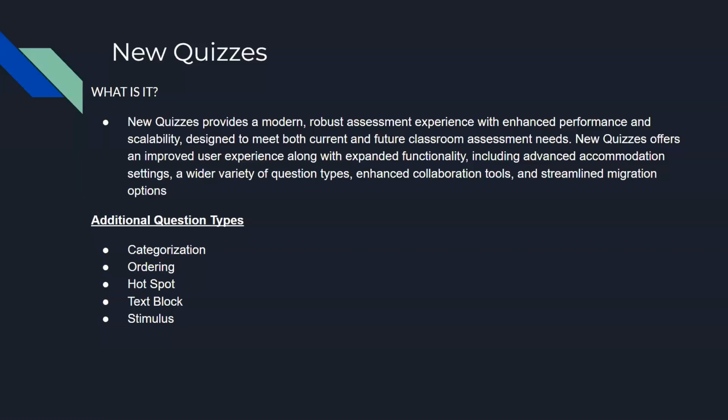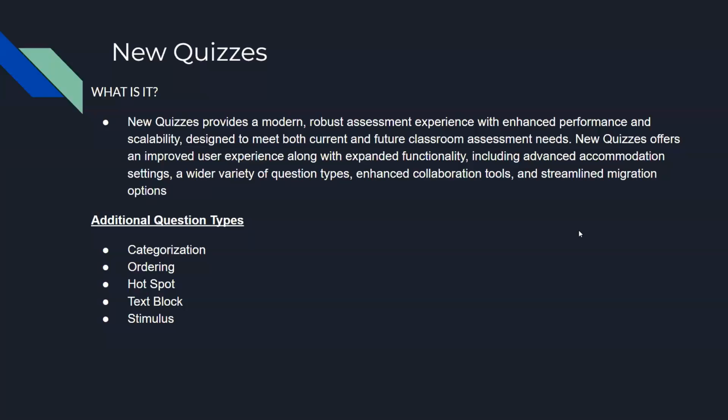Canvas has made some significant improvements to new quizzes over the last year. A lot of back-end changes have made it run a lot smoother. One of the reasons we are endorsing new quizzes, or trying to get that out there at least a little bit more for faculty to try, is because there are additional question types that you can use: categorization, ordering, hotspot, text block, stimulus. So they have more variety in questions, including all the question types that were included with the classic quizzes. It's become a lot more streamlined with the question types and how it integrates.